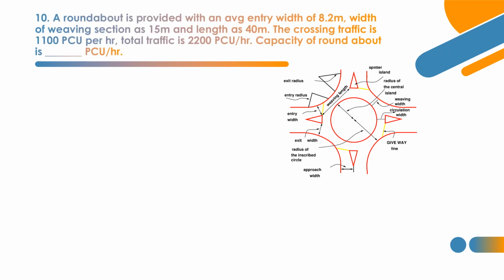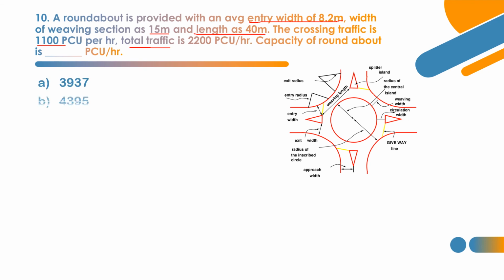The last question is on an important concept behind the rotary intersection. A roundabout is provided with an average entry width of 8.2 meter. So the entry width of the roundabout is given as 8.2 meter, the width of the weaving section is given as 15 meter, and the length of the weaving section is also given as 40 meter. Crossing traffic is 1100 PCU per hour, and the total traffic in all the directions sums up to 2200 PCU per hour. Now we have to find the capacity of the roundabout.